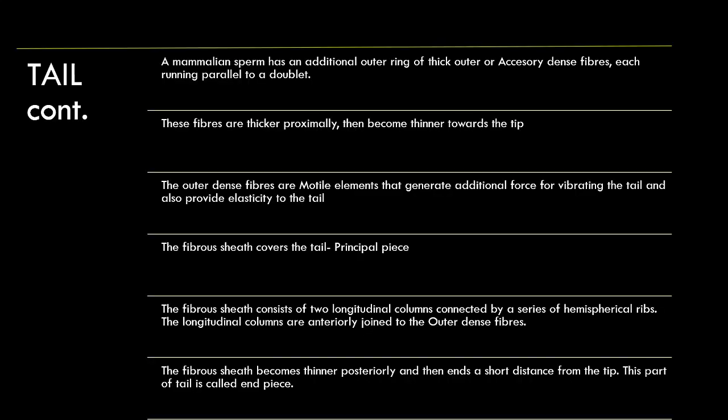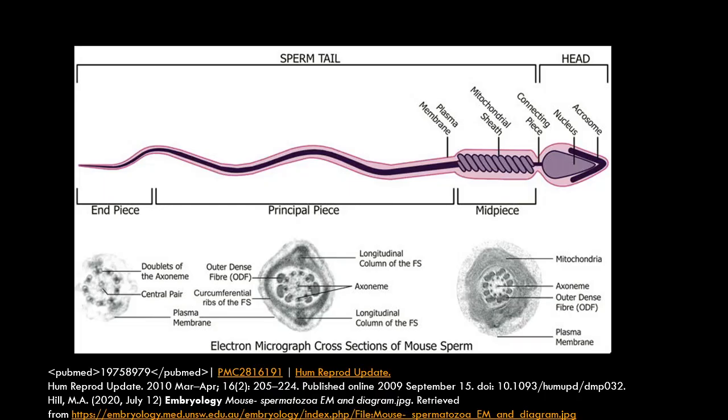The fibrous sheath also covers the tail in the principal piece. It consists of two longitudinal columns connected by ribs which are hemispherical. The longitudinal columns are anteriorly joined to the outer dense fibers. As we go towards the tip of the tail, this fibrous sheath thins posteriorly and ends a short distance from the tip. This part of the tail is called the end piece.